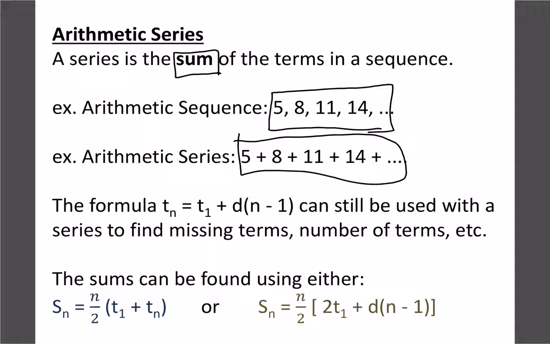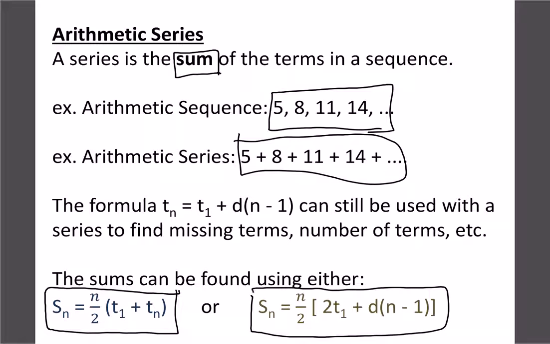We still use our basic formula to help us find out what our d is, or what our missing terms are, or the number of terms, things like that. But now we're going to use one of two sum formulas. This first one, you can see, says the sum of n terms is n divided by 2 times t1 plus tn, or we can expand it out a little bit. So this is first term plus last term, and we divide that by 2 and times it by the number of terms.